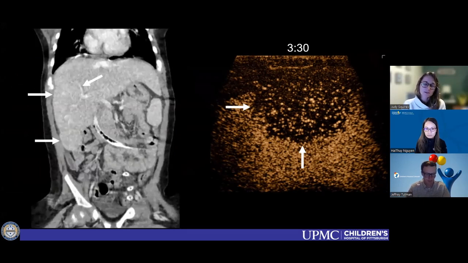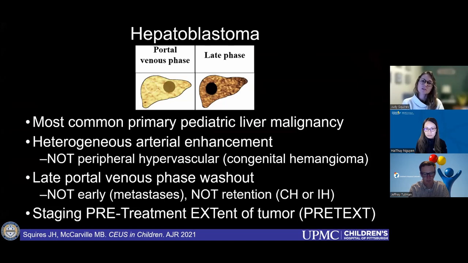This patient, because he had end-stage renal disease, could not undergo MRI. And so on the CT, these lesions are incredibly subtle to be able to see. He went on to staging CT, which is what you should do in the setting of hepatoblastoma, because you need to be able to give a PRETEXT, or pre-treatment extent of tumor stage, for these patients.